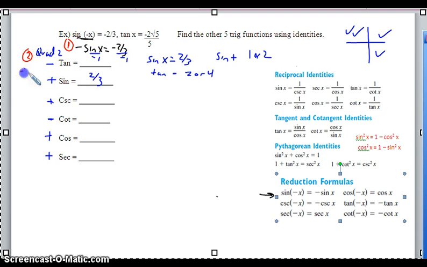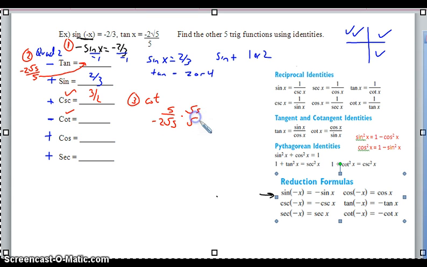The tangent is negative 2 square roots of 5 over 5. So right away, if I know tangent and I know sine, I should be able to find cosecant and cotangent because it's just the reciprocals. So the cosecant would be 3/2. Just flip that upside down. The cotangent would be the reciprocal of the tangent, so 5 over negative 2 square roots of 5.